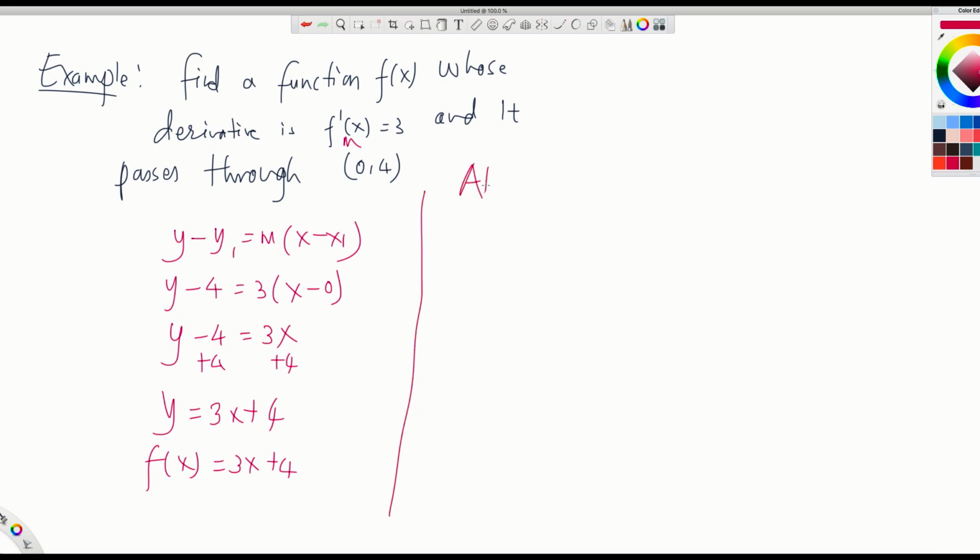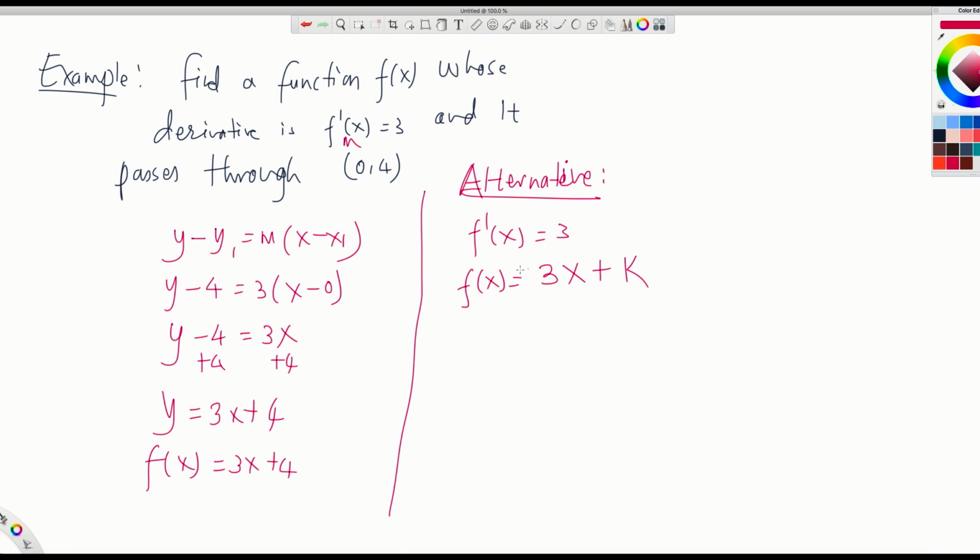Let me do an alternative way too. Although you don't know the antiderivative yet, you will see it in chapter 4. What is given is f'(x) equals 3. Can you tell me a function whose derivative is 3? You can think like this: f(x) may be 3x plus a constant k. The derivative of this function is 3. Since the derivative of x is 1, the function must be like 3x plus a constant. It may be 1, 2, 5, 10, 100, like that.